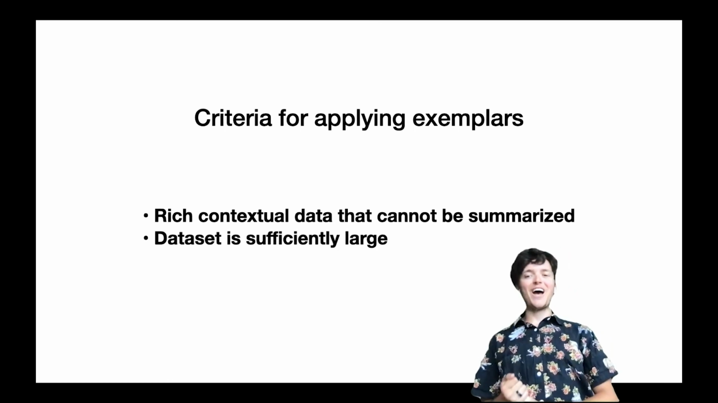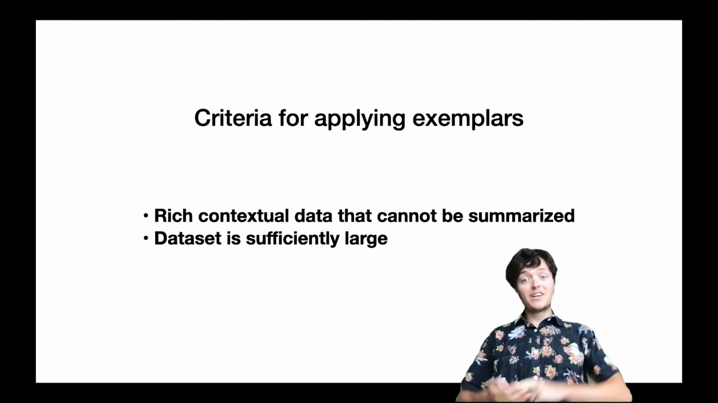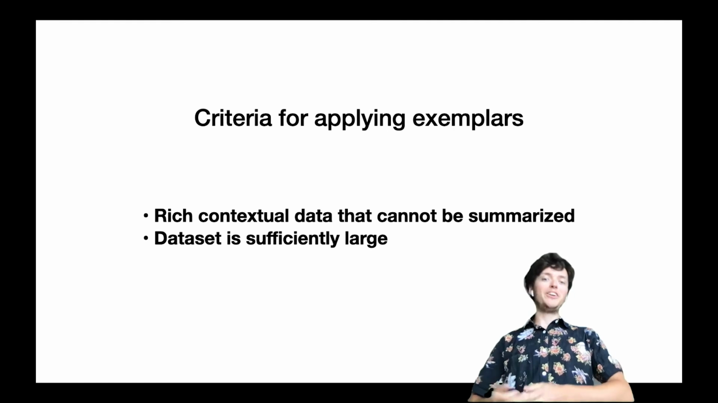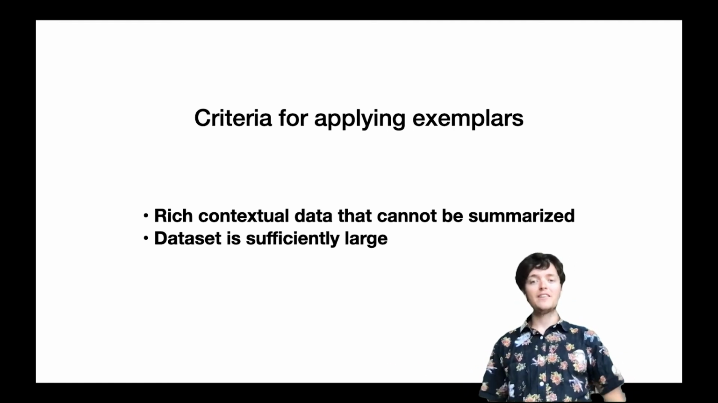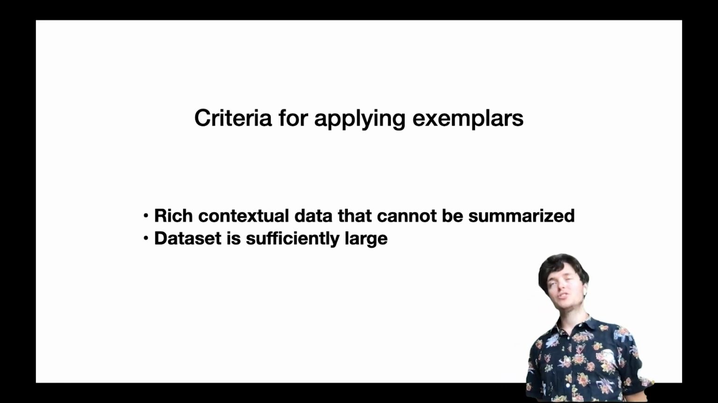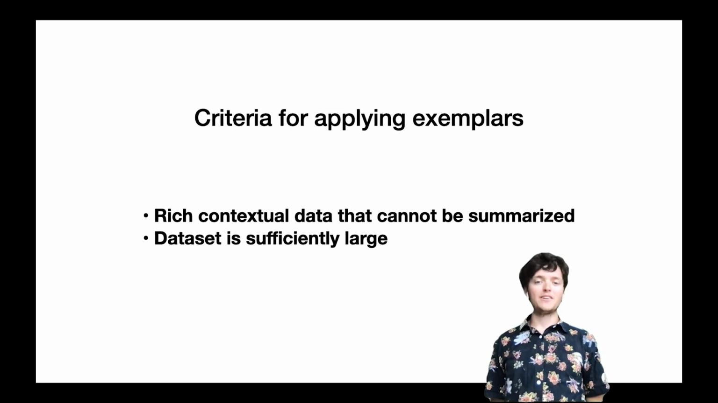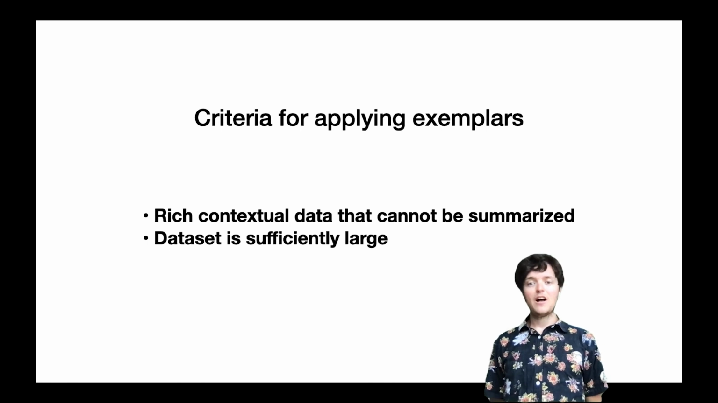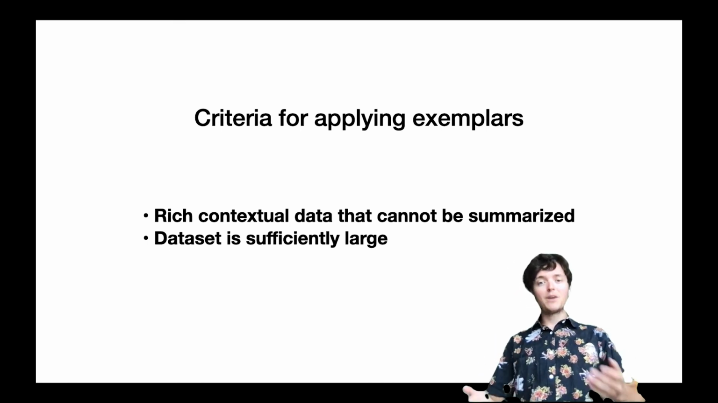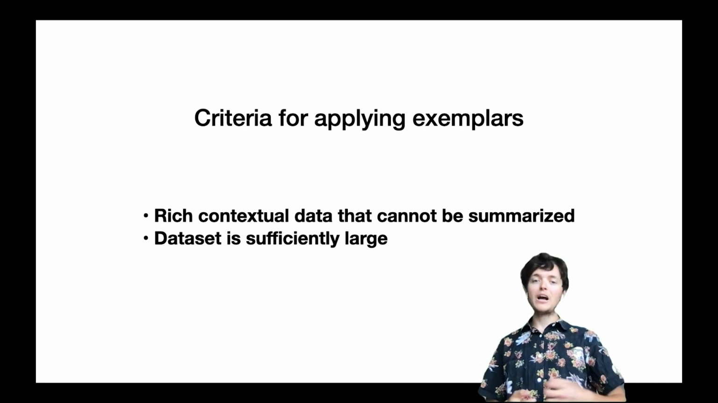A second criteria we have here is that your data set should be sufficiently large, right? You may have 10 images with rich contextual data, but if you only have 10 of them, you could just look at every single one individually and call it a day. But once you start having thousands of images or tens of thousands or even more, this becomes impractical or really infeasible altogether. And once that becomes the case, we think that this idea of exemplars, of systematically pulling out from that large data set, could be useful.